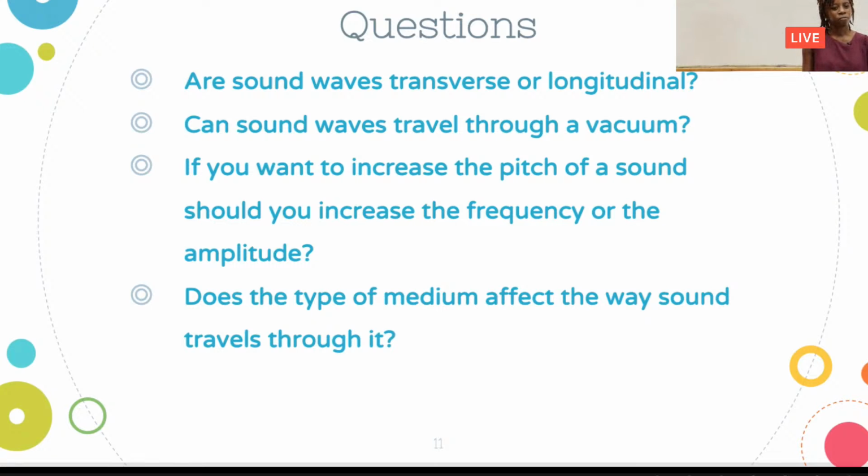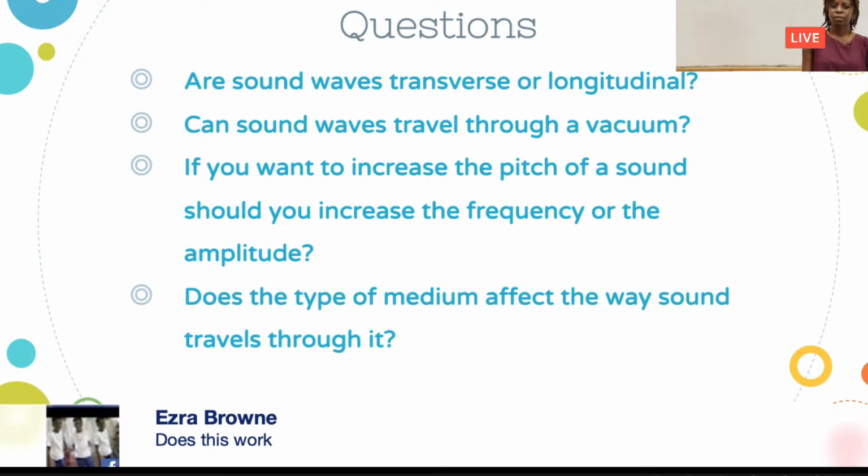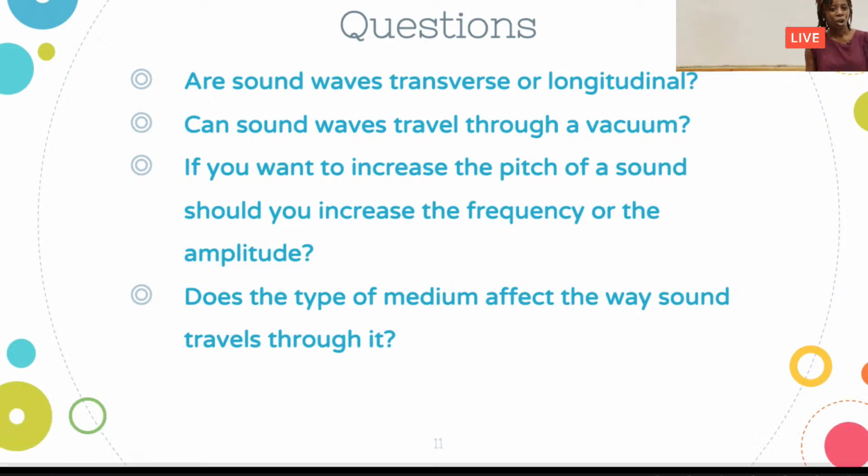Next question. If you want to increase the pitch of a sound, should you increase the frequency or the amplitude? All right, so you should recall that pitch would affect the frequency. You should increase the frequency to increase the pitch.